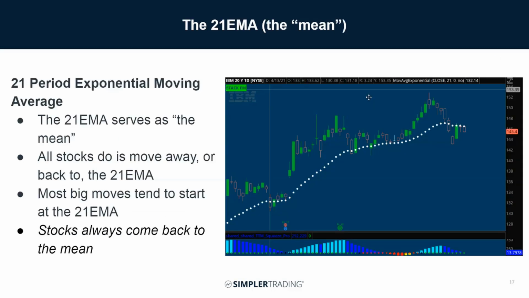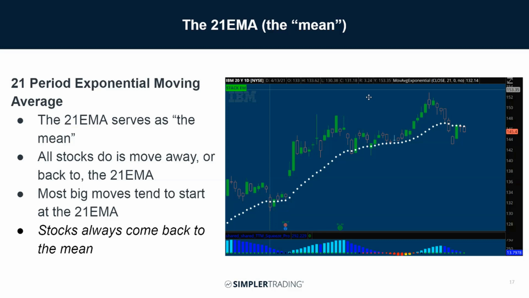Now, in addition to the Keltner channels there, again, what are those measuring? They're measuring average true range moves above and below the 21 EMA, the 21 period exponential moving average. This serves as our mean, right? It's the average price, it's home base for a stock. All that stocks do, and this is just the ebbs and flows of the market, all that stocks do is move away or back to the 21 EMA. And more often than not, most of the big moves tend to start at the 21 EMA.